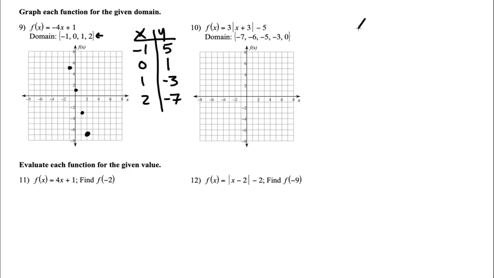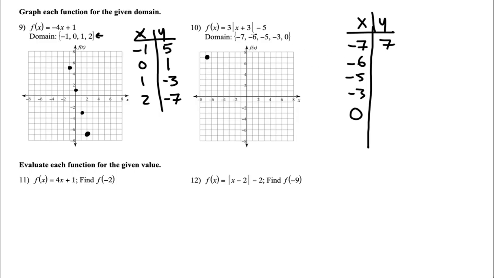I've got an xy table. So I've got -7, -6, -5, -3, and 0. If I put in -7, -7 plus 3 is -4, which the absolute value makes +4. 4 times 3 is 12. 12 minus 5 would be 7. So I've got -7, 7 right up here.